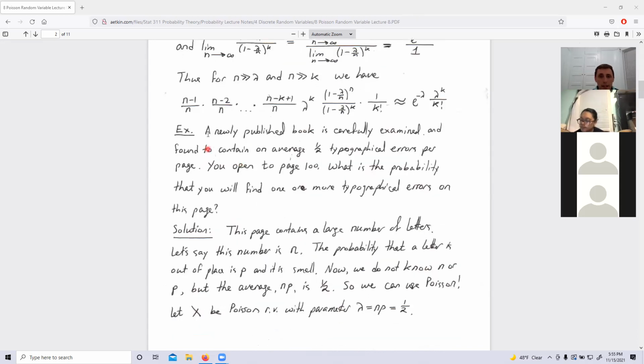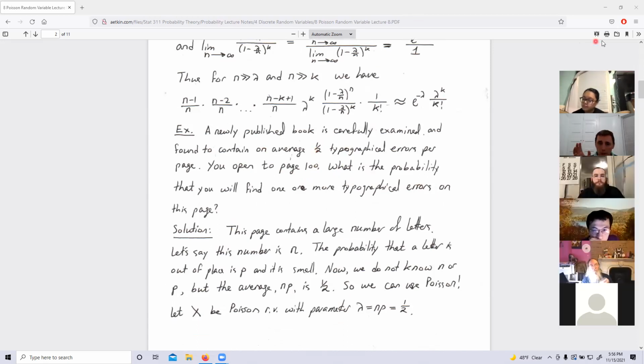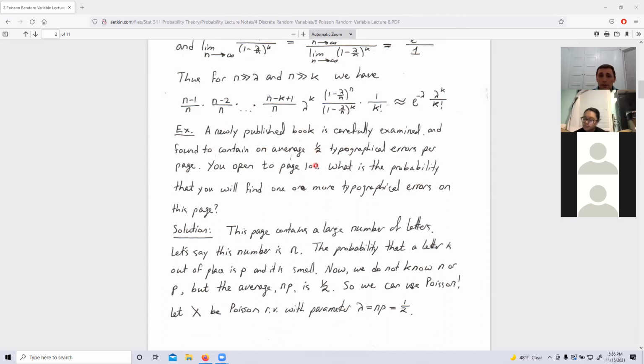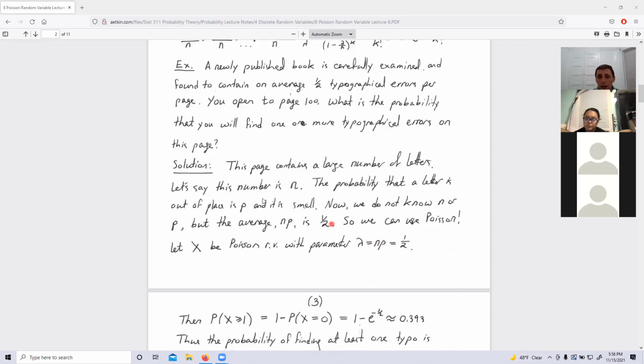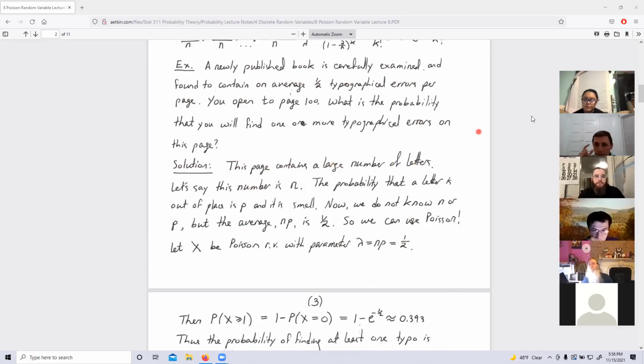Good. And here again, this question, you understood it. So you open to page 100 in the book. What's the probability you find a typographical error? You have this average information. So based on that average, you can estimate the probability of having an error or more than one error, because you can imagine that this letter is either correct or not, the next is either correct or not. So you can imagine that each letter is like a trial, and it has very low probability of being the wrong letter, right?